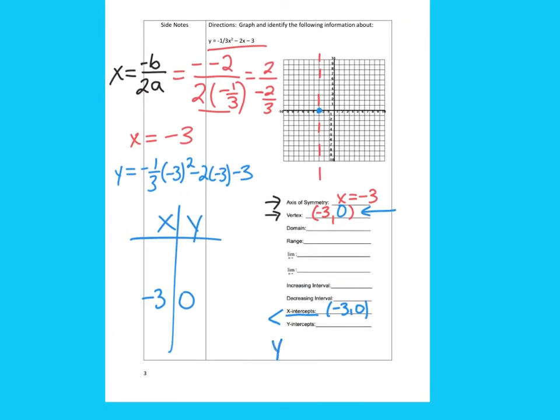So when I do that, y equals -1/3 times 0 squared minus 2 times 0 minus 3. What's that going to be? Also -3. So this is going to be 0, -3, okay? Which is going to be right there.